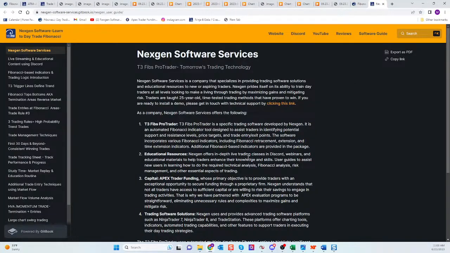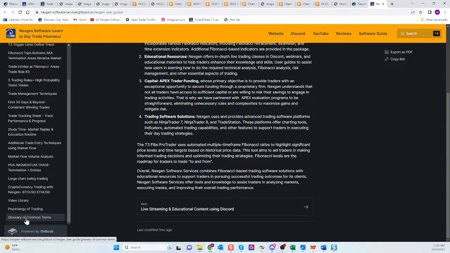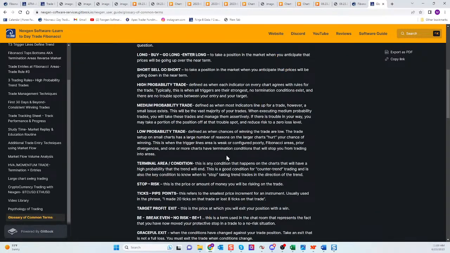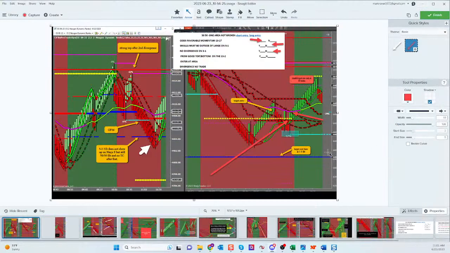And because it's a medium probability trade, let's go to the glossary of common terms. When executing medium probability trades, you're going to take these trades and manage them assertively. Jose, this is a brilliant time to take that 10 ticks, to take that $100 and manage assertively. If something changes, get out of the trade, right? Guys, to manage a trade takes chart reading. It takes the ability to process this stuff in the moment. This is why mechanical and methodical is so important for new users.